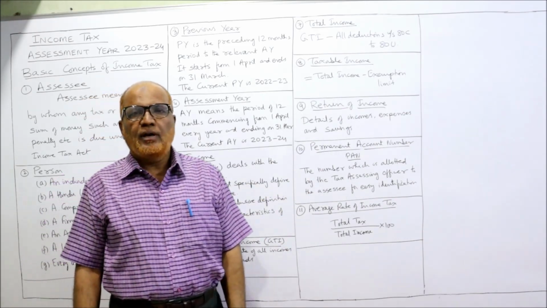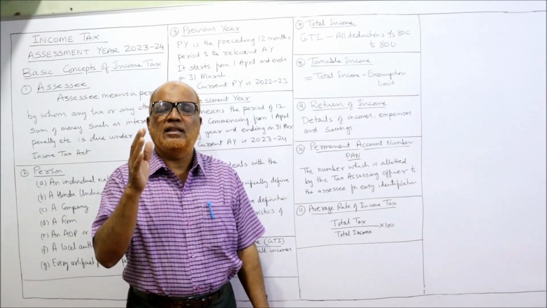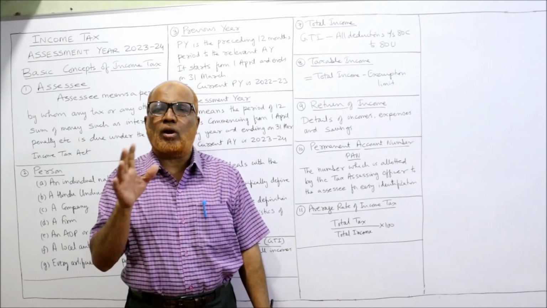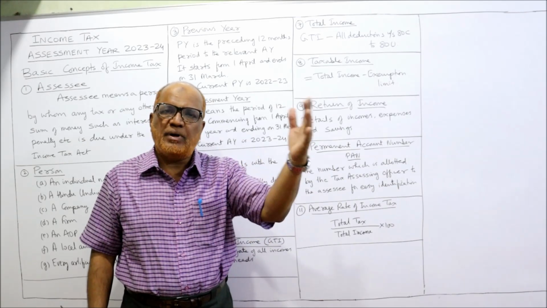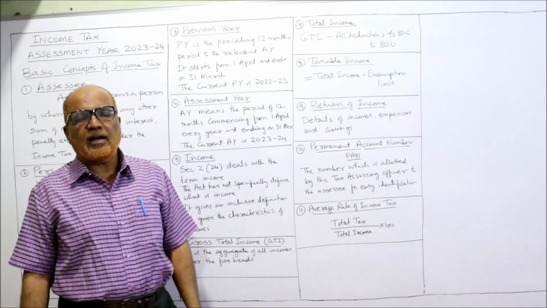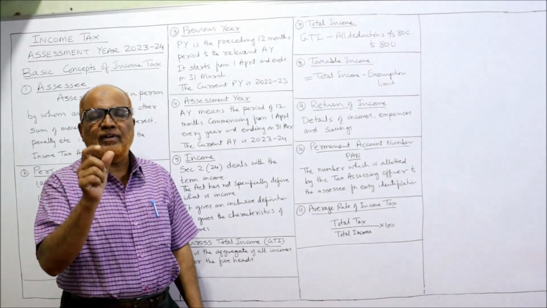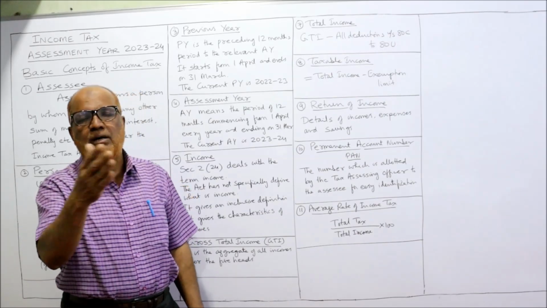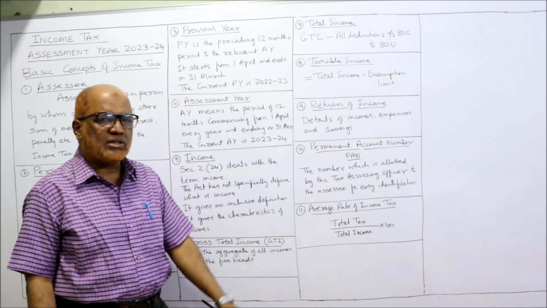Return of income. Every person who is liable to pay tax has to submit the details regarding the expenses, income, savings, etc. in a prescribed format. So all the details of the assessee must be submitted to the income tax department in the form of a return. Next, permanent account number. Every assessee will be allotted an identification number, so that the communication between the income tax department and the assessee will be done on the basis of that permanent account number.